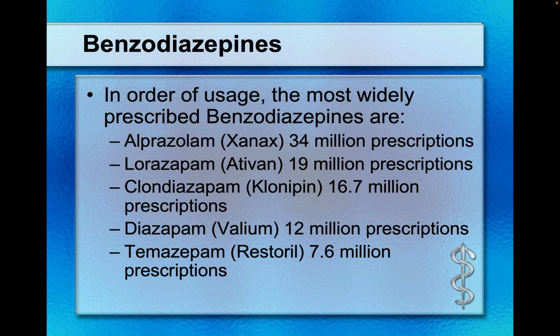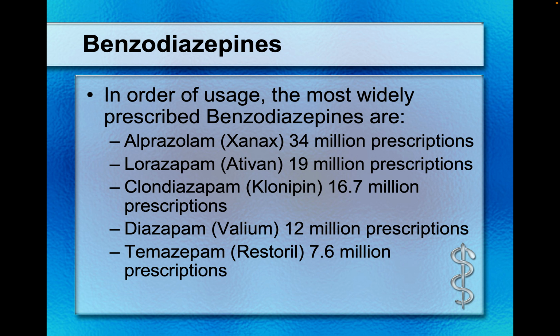In order of usage, the most widely prescribed benzodiazepines are alprazolam, Xanax, 34 million prescriptions; lorazepam, Ativan, 19 million prescriptions; clonazepam, Klonopin, 16.7 million prescriptions; diazepam, Valium, 12 million prescriptions; and temazepam, Restoril, 7.6 million prescriptions. It's a lot of anxiety.